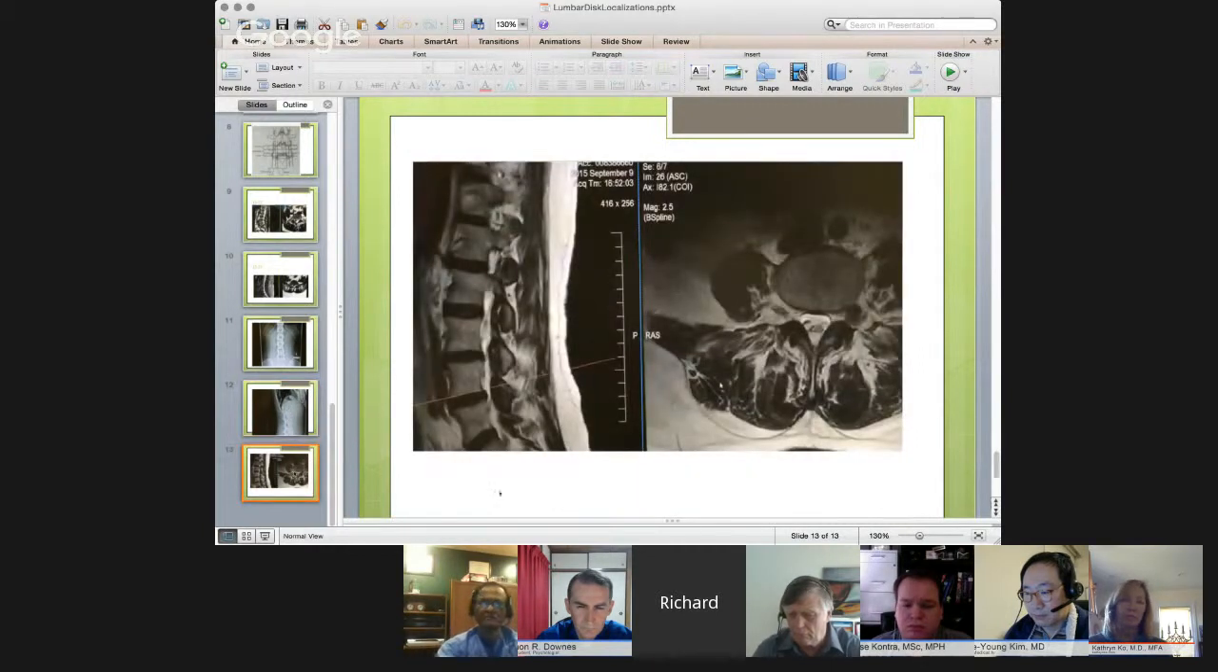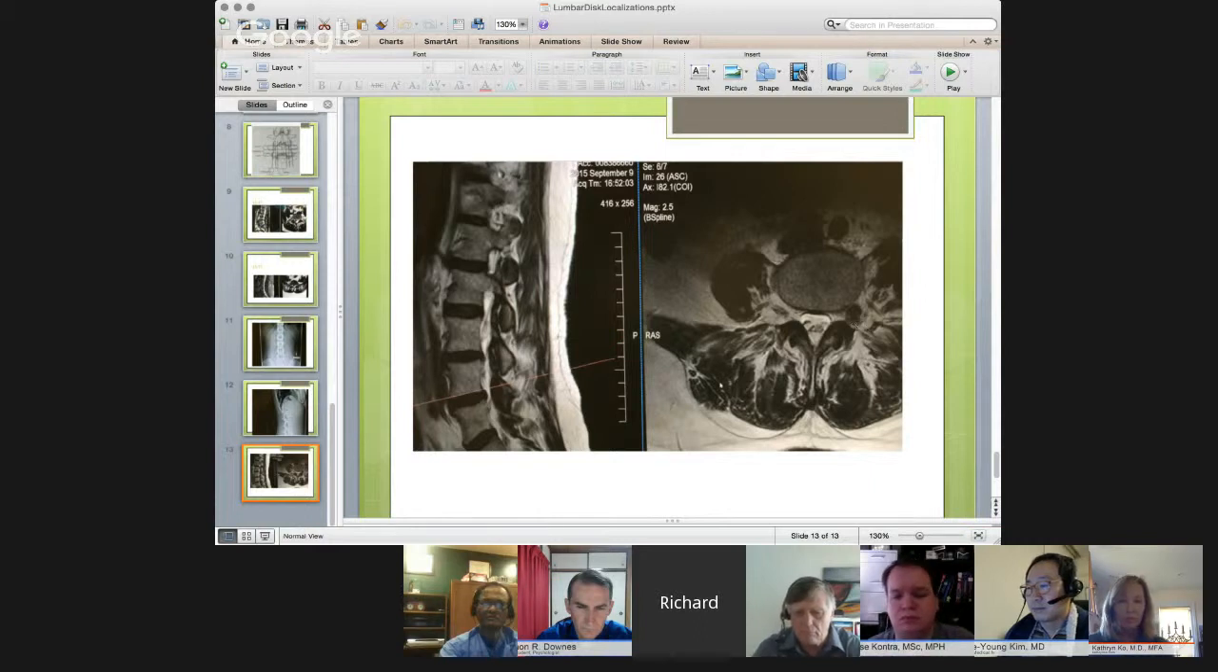And take a look at this MRI and look carefully at it. But look at this 4-5 disc. I mean, her problem localizes to really up to the thigh level. And just take a look at this axial cut here and see what you think.